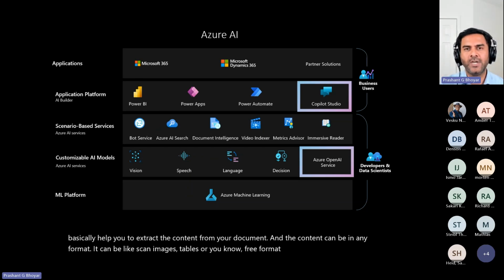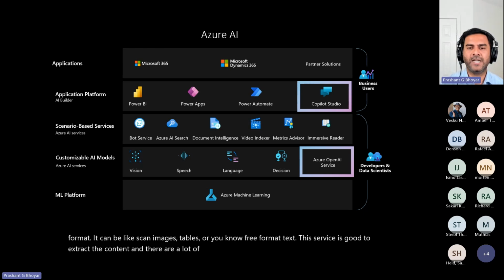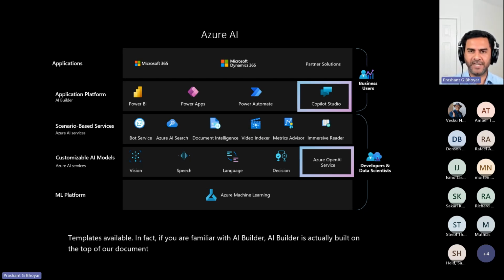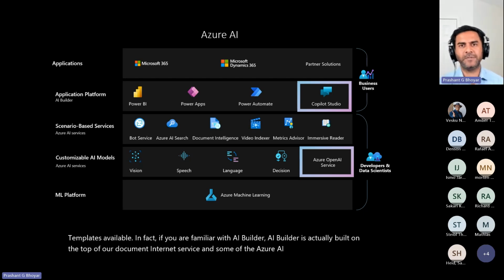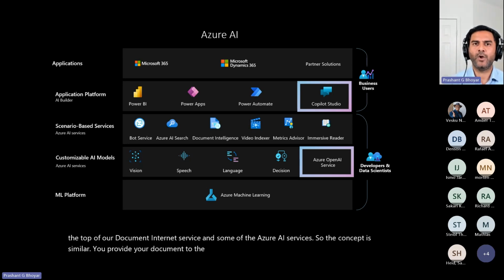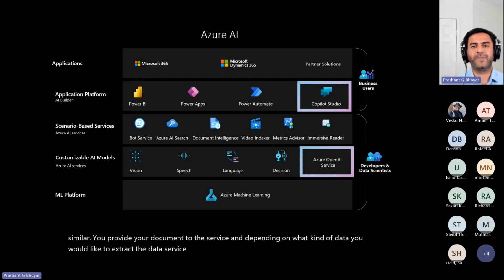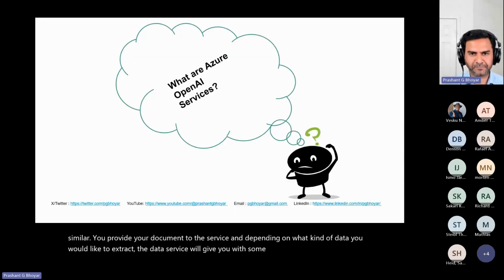This service is good to extract the content, and there are a lot of out-of-the-box templates available. In fact, if you are familiar with AI Builder, AI Builder is actually built on top of the Document Intelligence service and some of the Azure AI services. So the concept is similar. You provide your document to the service, and depending on what kind of data you would like to extract, the service will give you results with some accuracy.